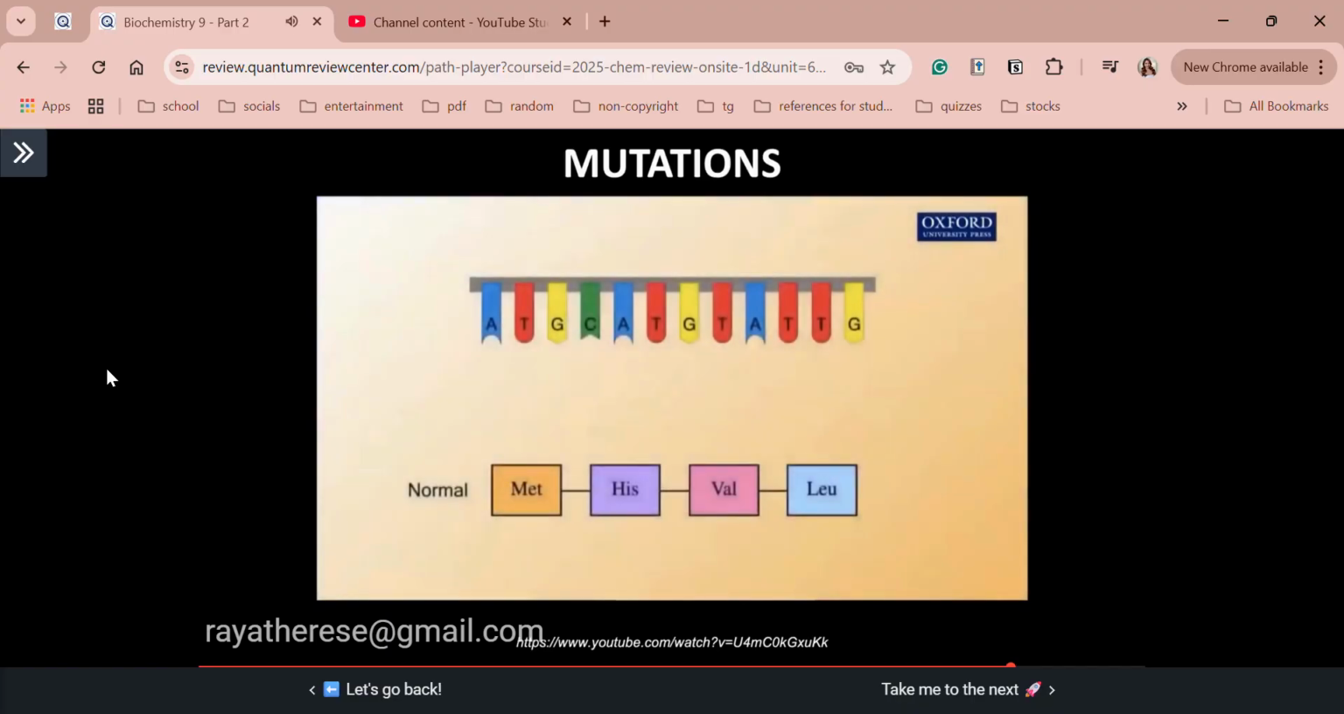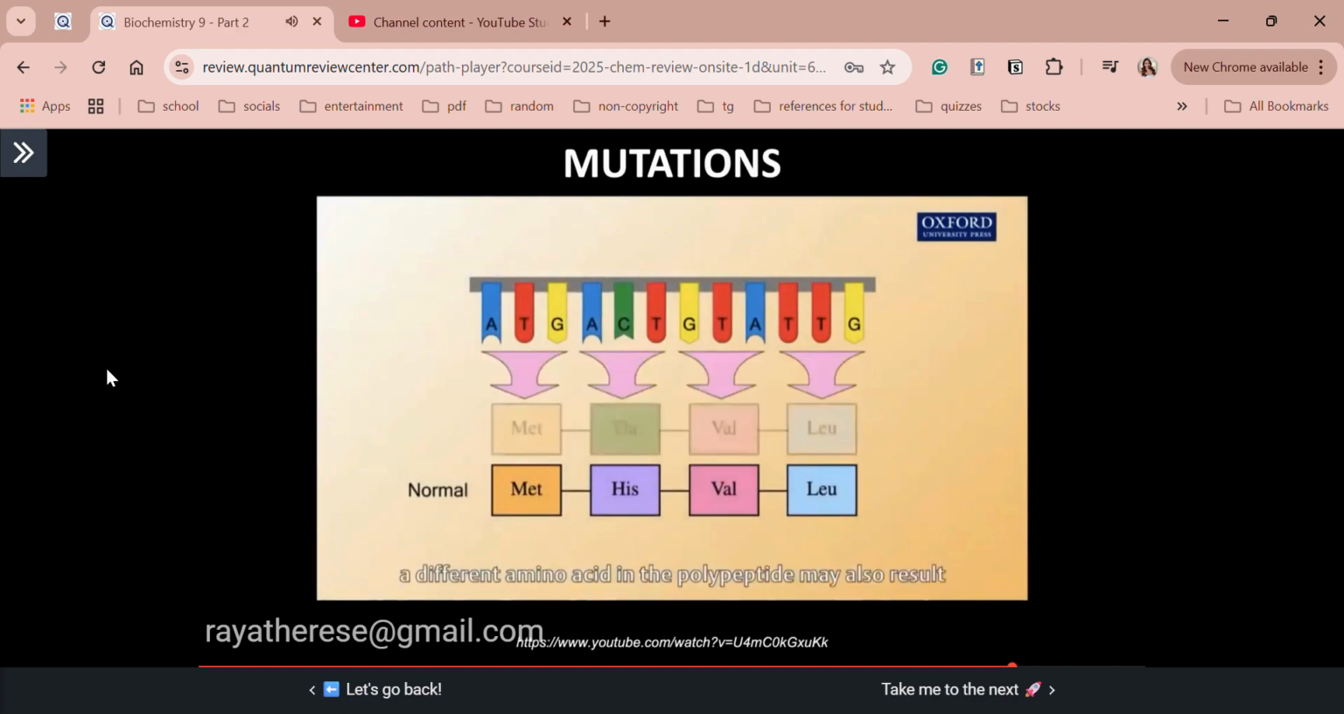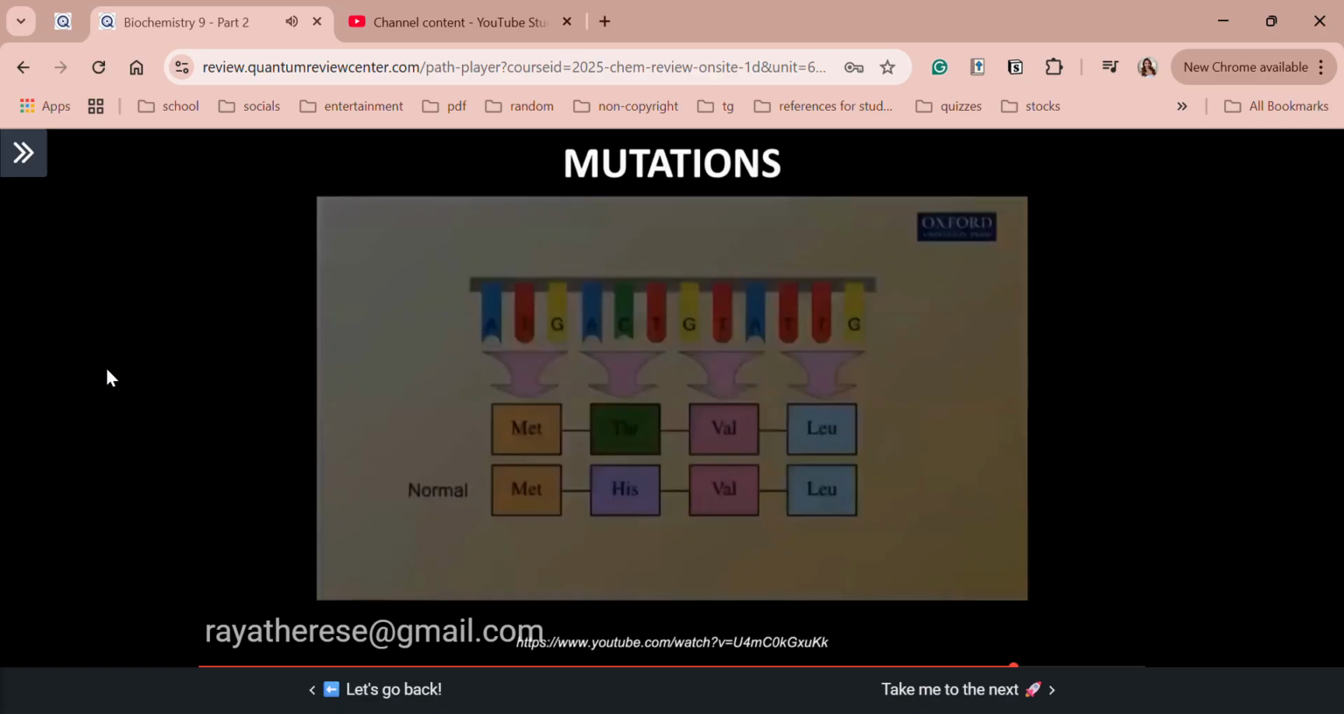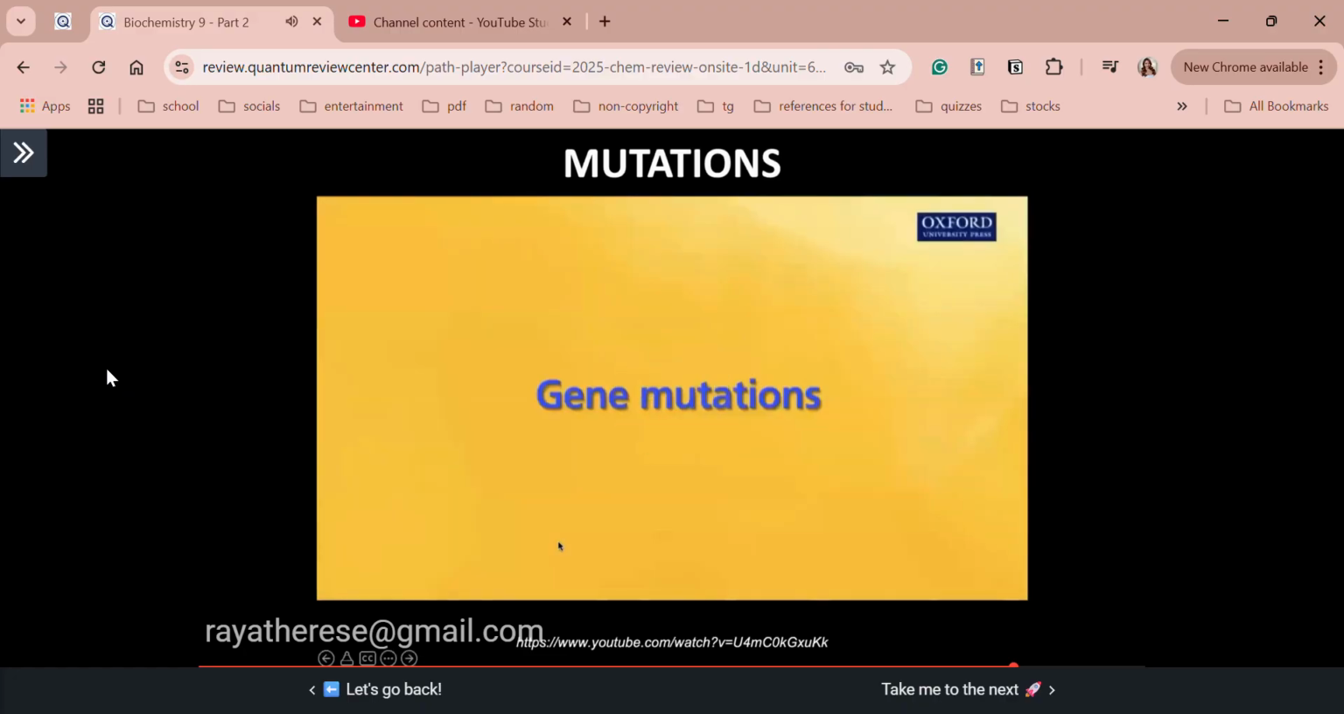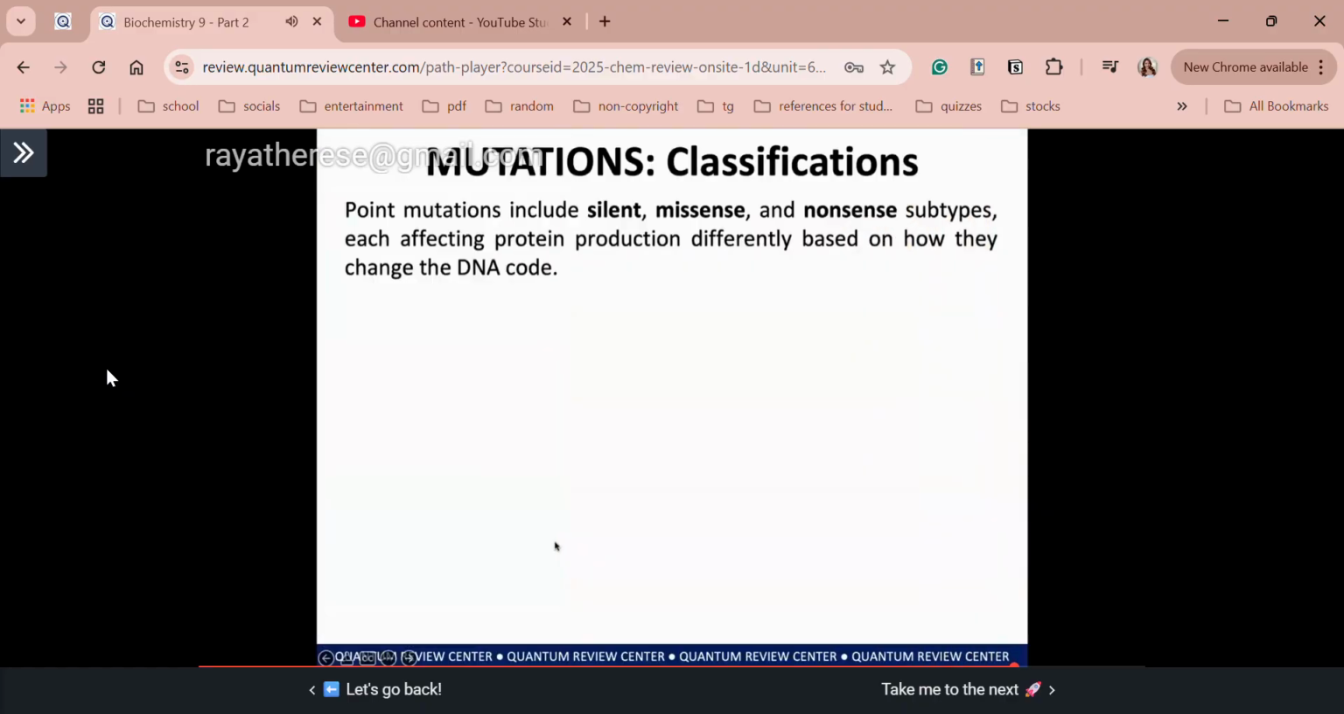Similarly, if the order of bases on a coding strand is changed, a different amino acid in the polypeptide may also result. All right, so class, that's it for our intro on the classification of your mutations. Again, class, we have three main types. Point mutation, we have your insertion, and we have your deletion.